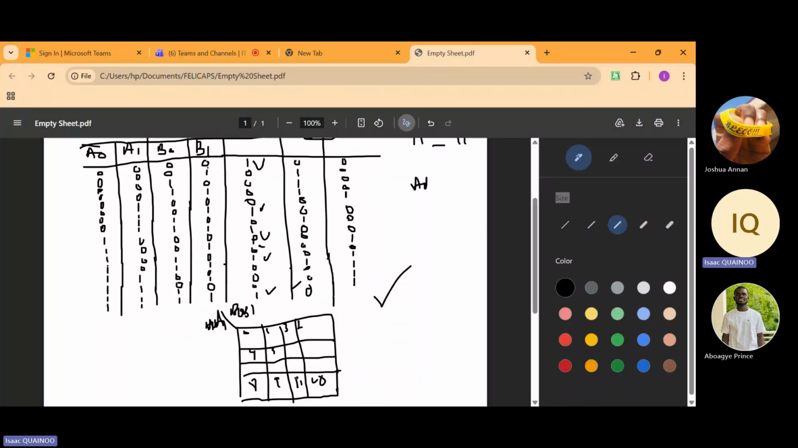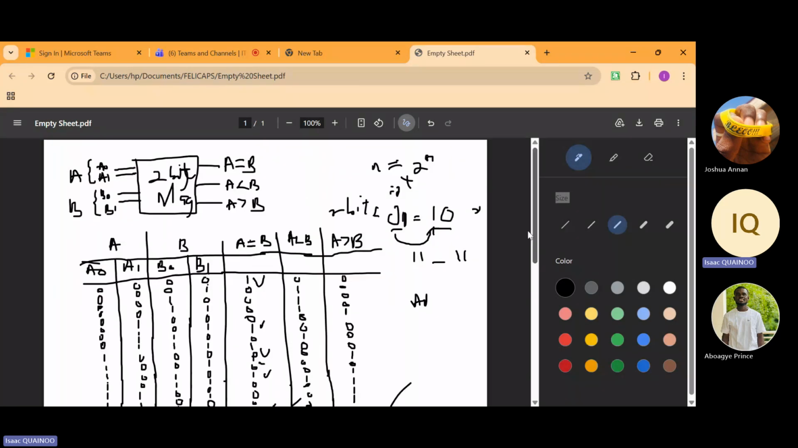Then you have your 12, 13, 15, 14. Okay. 4, 5. Here will be 7 and 6. So you just arrange your ones here according to their position, and then you do your minimization.